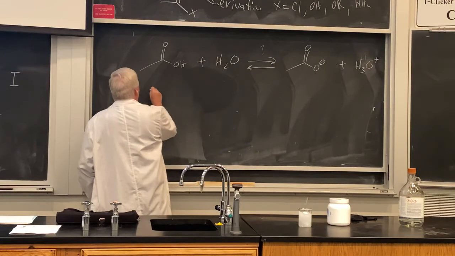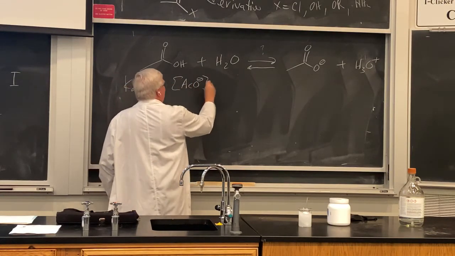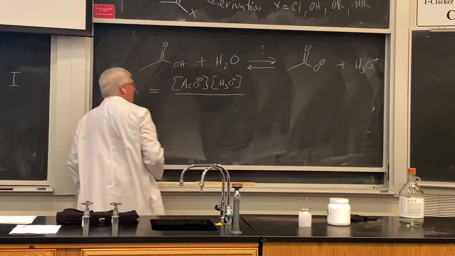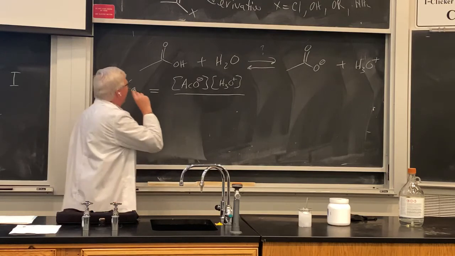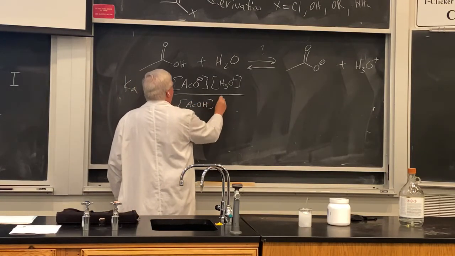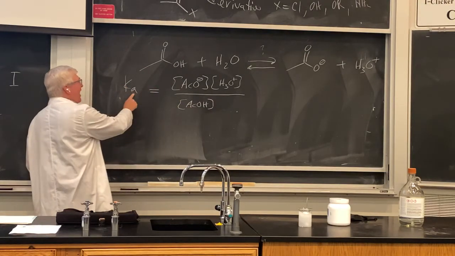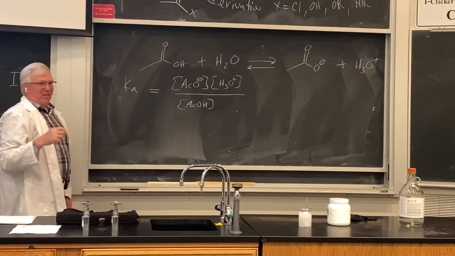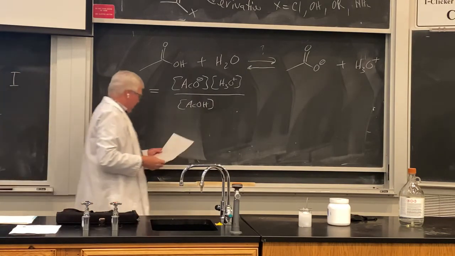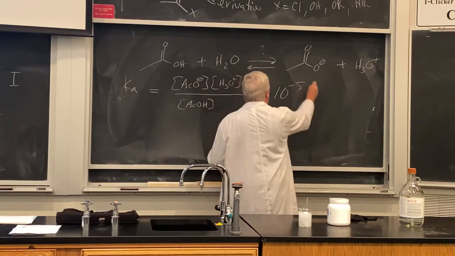We got the Ka, which is equal to the concentration of acetate times the concentration of hydronium. Those are the products, divided by the starting materials, which would be the concentration of acid and water. Do we leave that in the denominator? No, it's a Ka, so we leave out the water. These are normally under dilute conditions, so the concentration of water stays the same. And what is this here? Well, it turns out to be 10 to the minus 5.